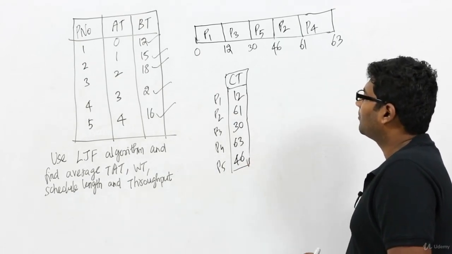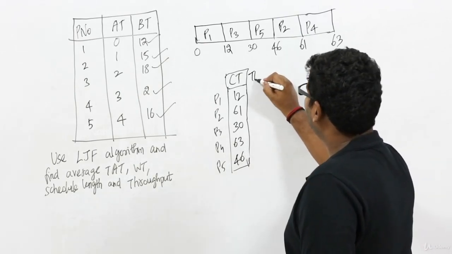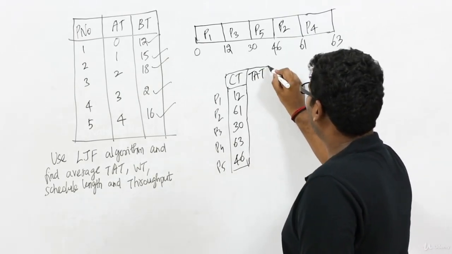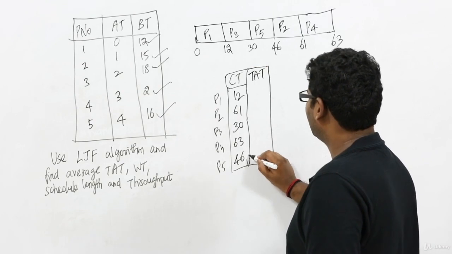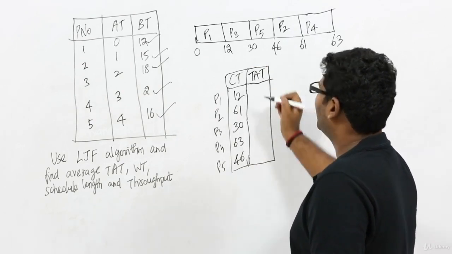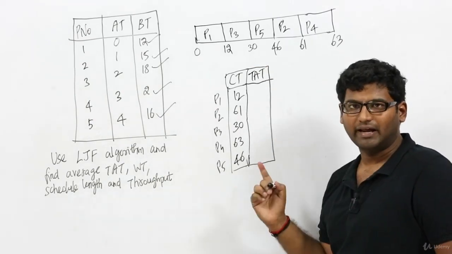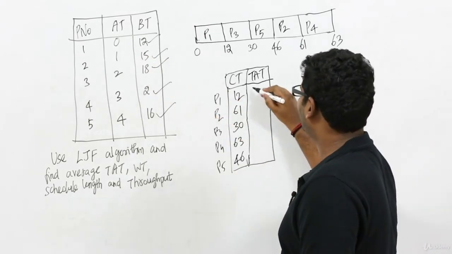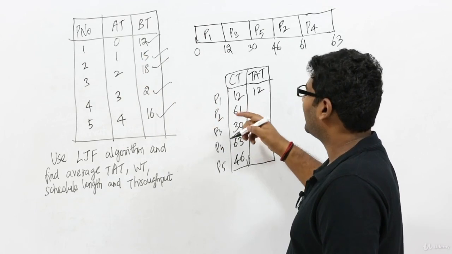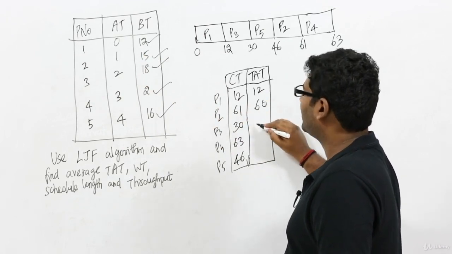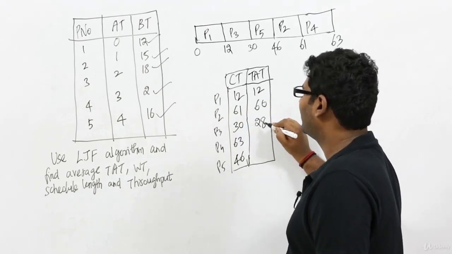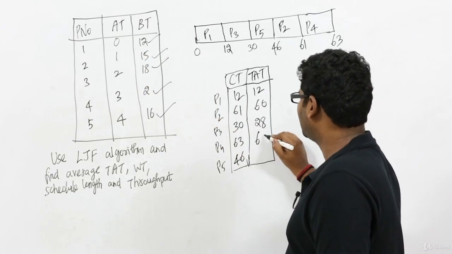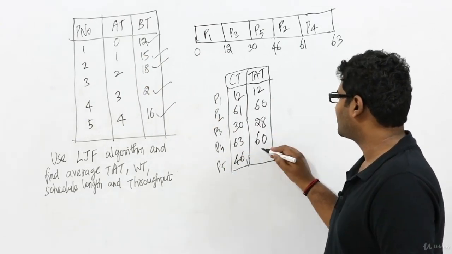Now let's compute the turnaround time. Turnaround time is the amount of time spent by a process in the RAM, which is nothing but completion time minus arrival time. We have seen a lot of problems. So 12 minus 0 is 12. 61 minus 1 is 60. 30 minus 2 is 28. 63 minus 3 is 60. 46 minus 4 is 42.